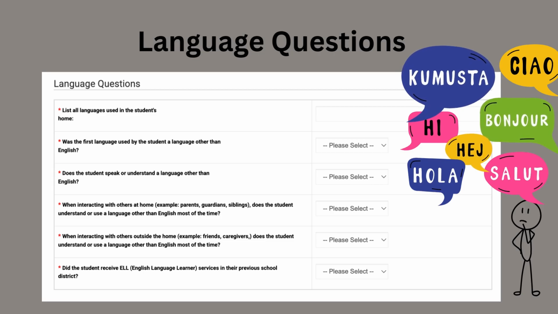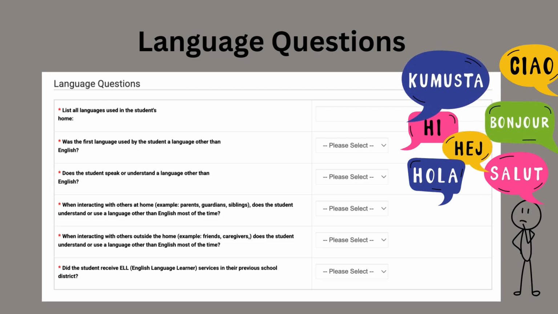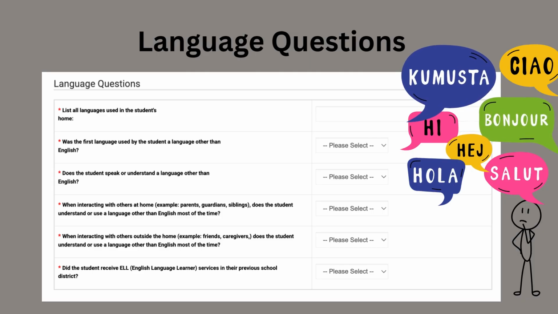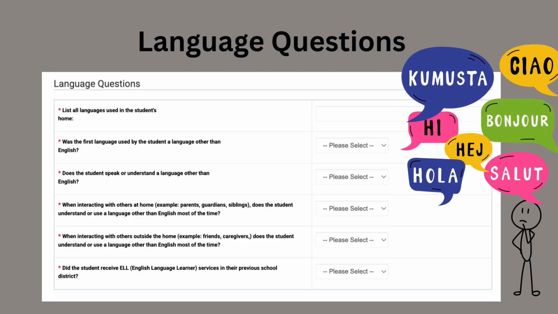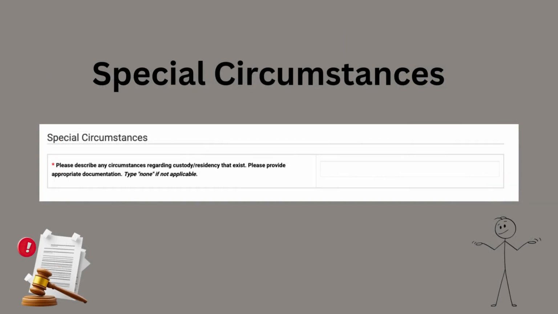When interacting with others outside the home, for example, with friends or caregivers, does the student understand or use a language other than English most of the time? Did the student receive ELL, English Language Learner Services, in their previous school district? Special circumstances. Are there any special circumstances regarding custody or residency that exist? Please provide appropriate documentation. If there are none, please type none.